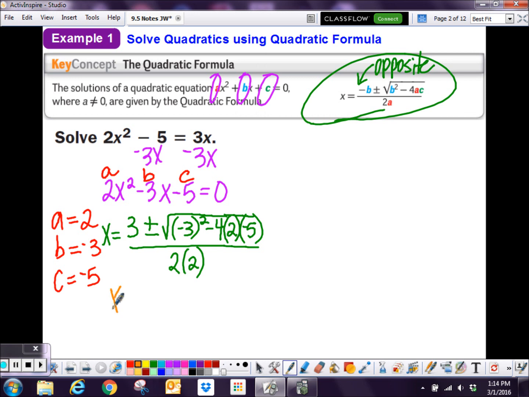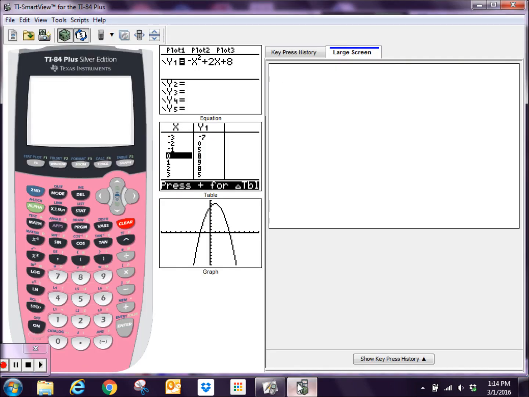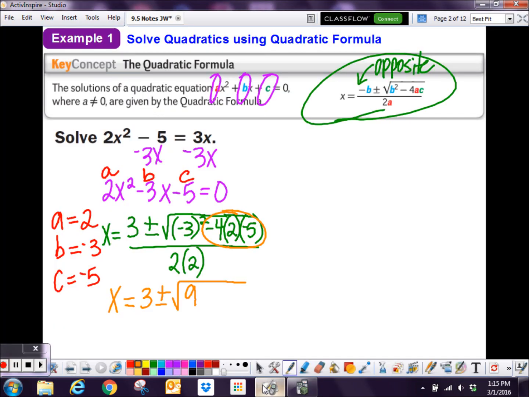All right, so we're going to simplify this a little bit. So what can we do? We've got 3 plus or minus the square root. Let's simplify some of this stuff under here. So negative 3 squared, that's 9. Now I'm going to go ahead and do this whole second part in my calculator. So that's negative 4 times 2 times negative 5, which is positive 40. So I have 9 plus 40 underneath the radical, all over 2 times 2, which is 4.